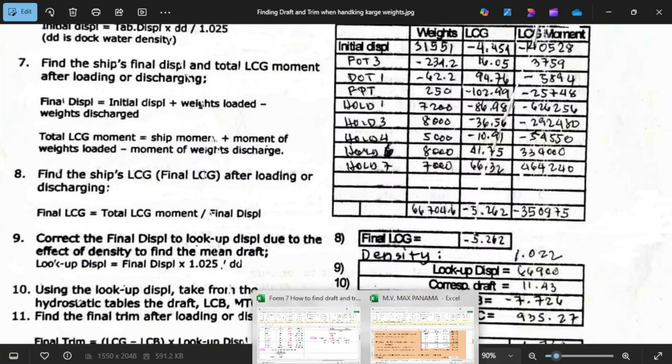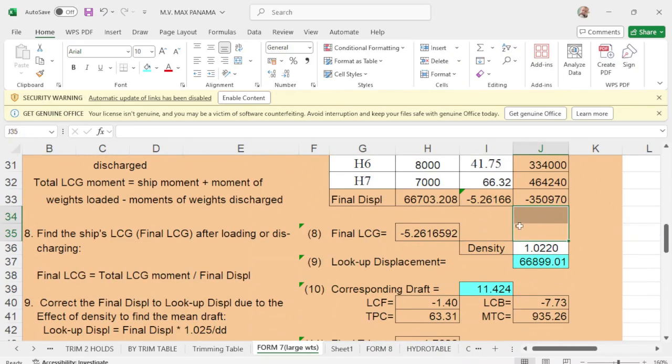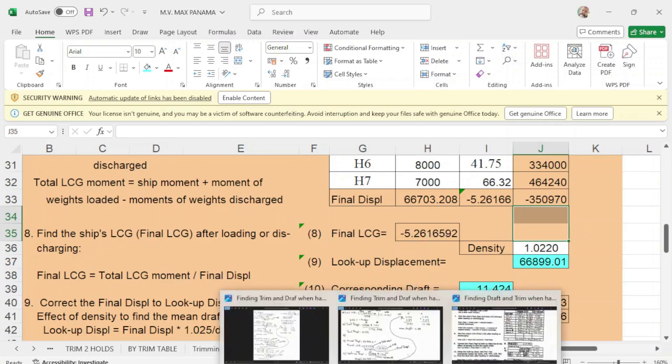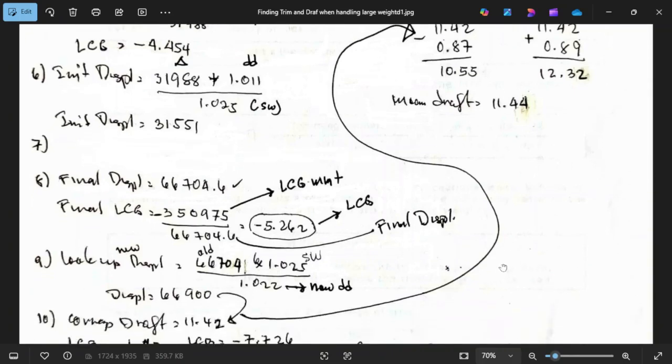Number 8 is your LCG, which is this one, -5262. Rounded up, that will be your number 8. And number 8 here is -5262. Okay, so we now go to number 9.